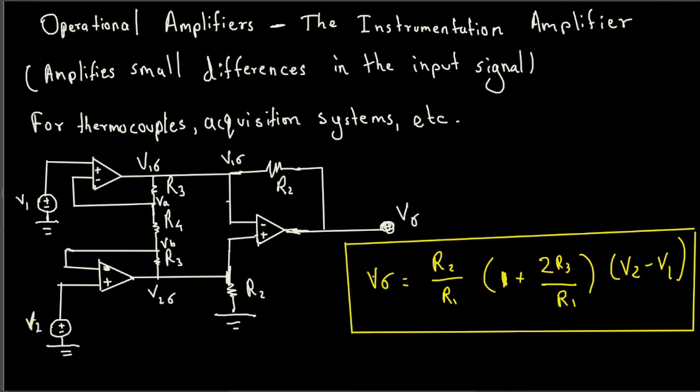Okay, now based on that we have an expression for this V output that is given by R2 over R1 times 1 plus 2 R3 over R4 times V2 minus V1. In this video we are going to see how to derive this equation.